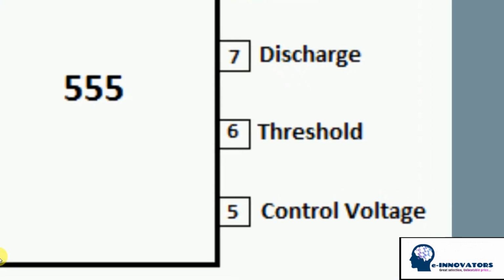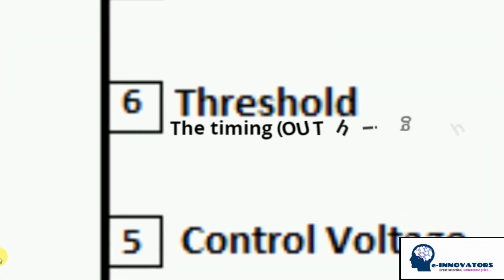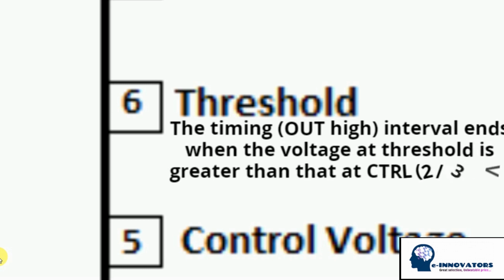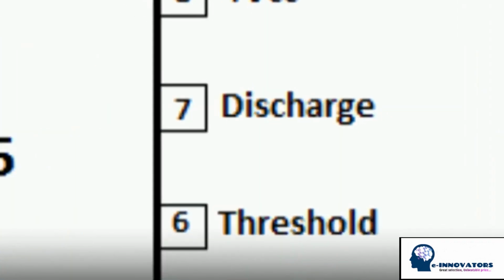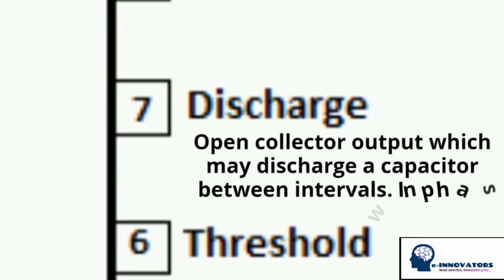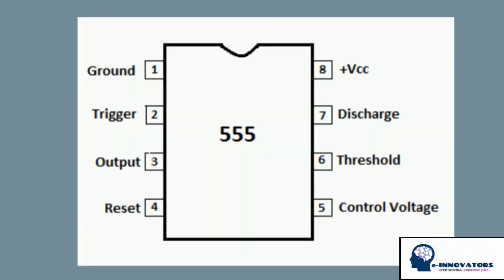Threshold, the timing output high interval ends when the voltage at the threshold is greater than that at control voltage, 2/3 VCC if control voltage is open. Discharge pin, open collector output which may discharge a capacitor between intervals in phase with the output.